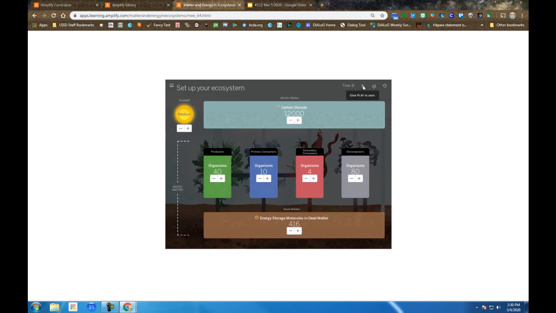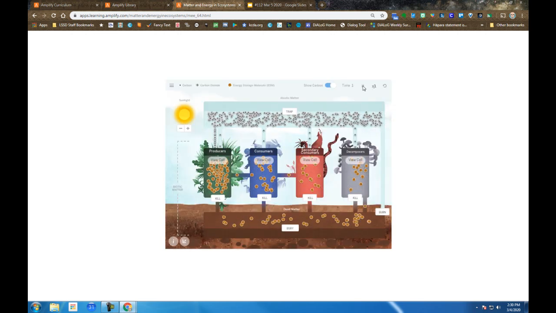I'm going to start this a little bit so you can see it, and tie it back to what we learned in the article. What I'm going to choose to do is a couple things. We can bury energy storage molecules. That would be storing the energy in the soil as fossil fuels over time. But much like the article showed, I'm going to start burning this as fast as I can. I'm going to take all these molecules and burn them up, and notice how much carbon dioxide then enters the abiotic matter. I can also keep it there by trapping it.